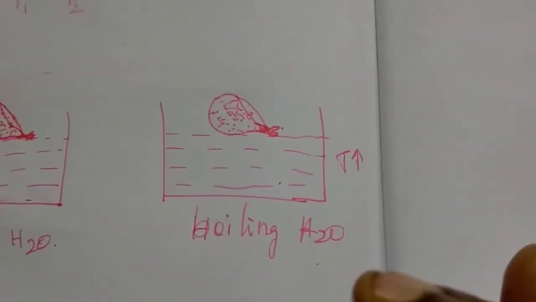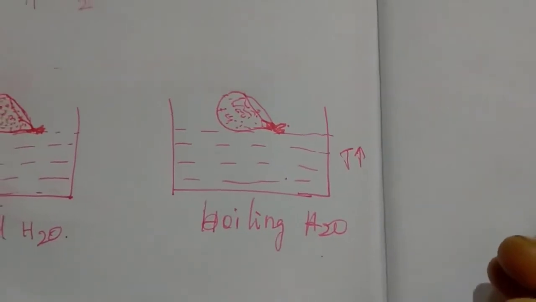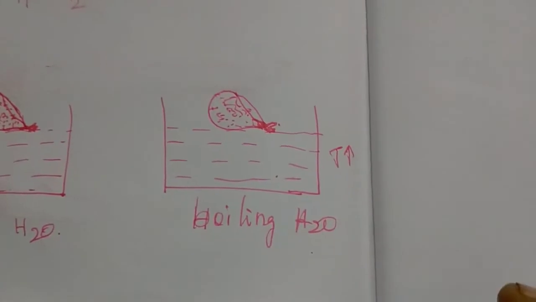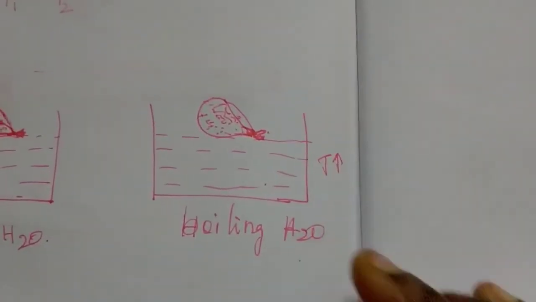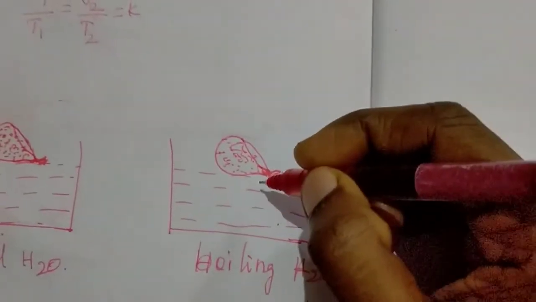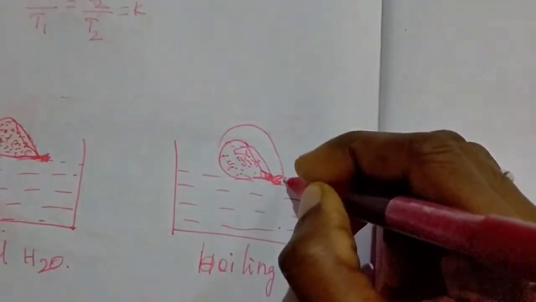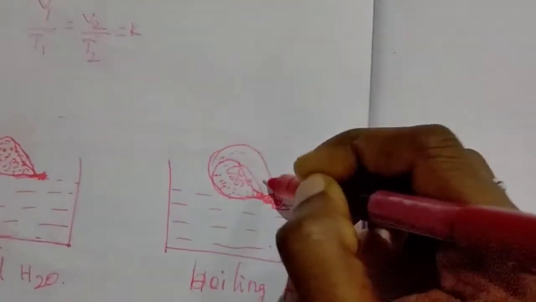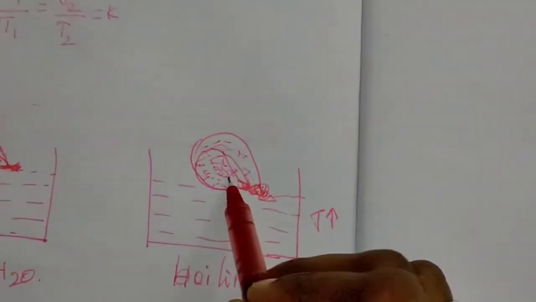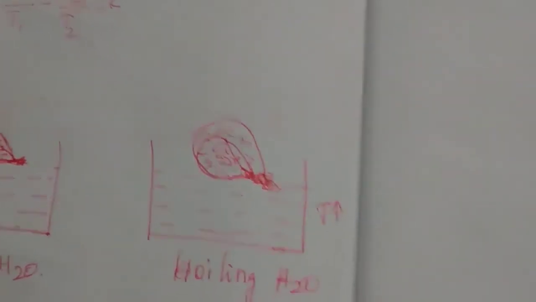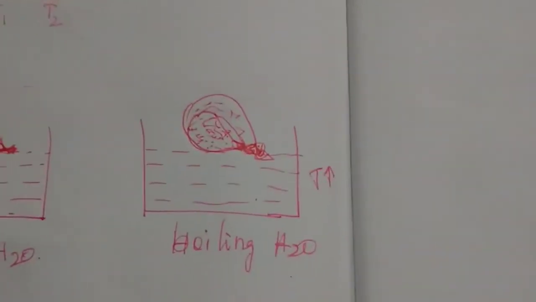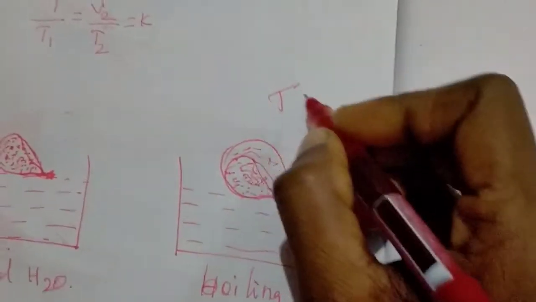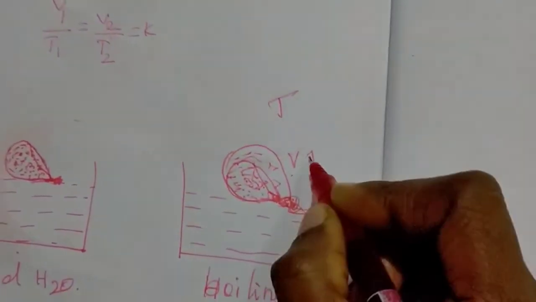Because of the fast movement of the particles and the expansion of the gaseous molecules, the size of the balloon will increase from the original shape to the modified shape. So the size is increasing in boiling water. Size increasing means volume is increasing.